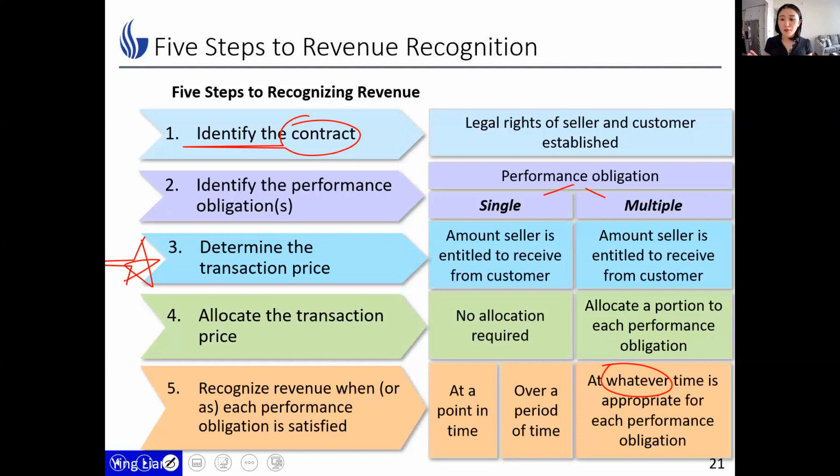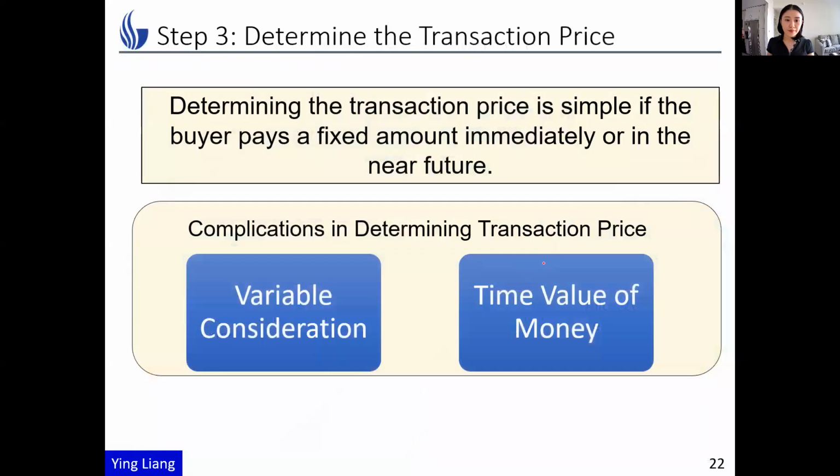So regardless of whether you have only one performance obligation or multiple performance obligations, you still have to do this part. So step 3 is sort of independent from the requirement of step 2. Now, it is pretty straightforward and simple if the buyer pays a fixed amount immediately or in the near future. So we don't have to determine anything, it's fixed, that's it. We're gonna take it as given.